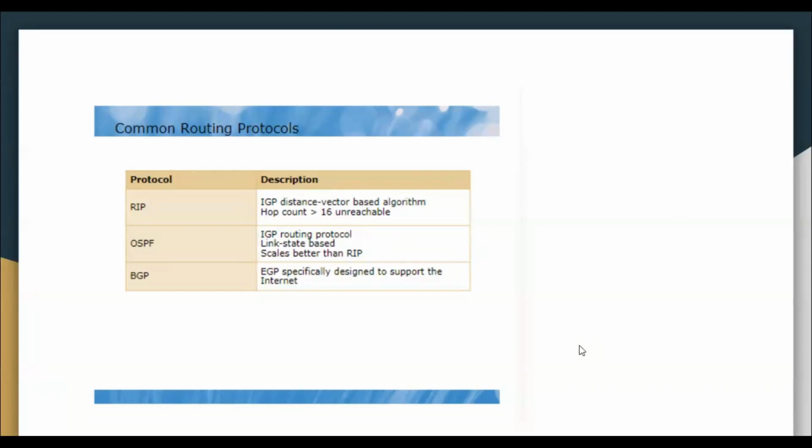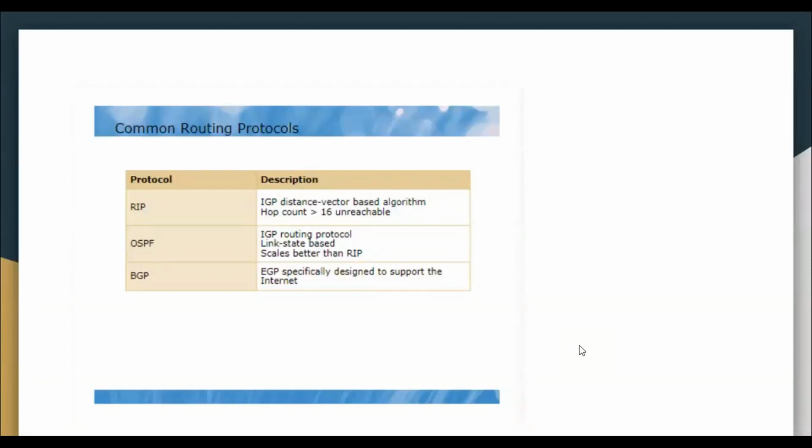So BGP is specifically designed to support the internet. BGP stands for Border Gateway Protocol. It is a routing protocol used to announce which networks control which IP addresses and which networks connect to each other. The large networks that make these BGP announcements are called autonomous systems. So BGP is a dynamic routing protocol.